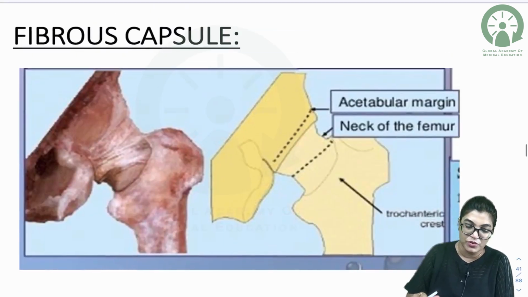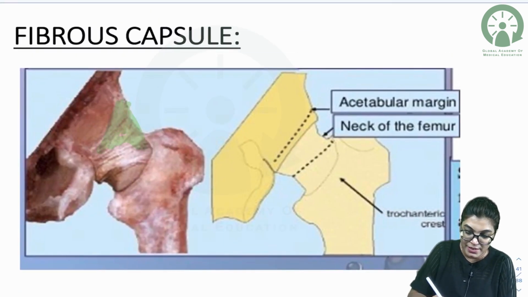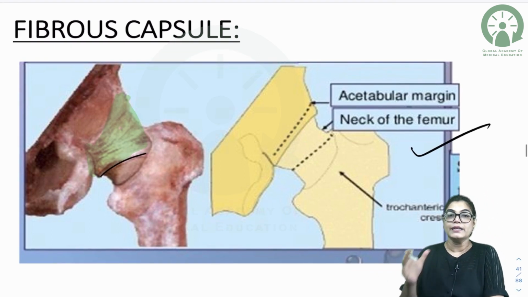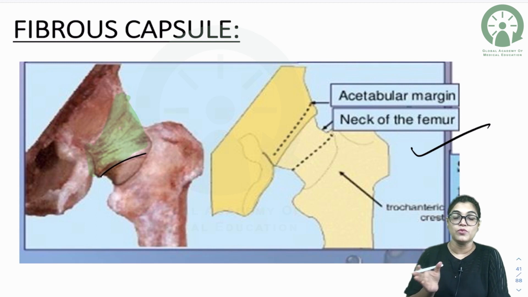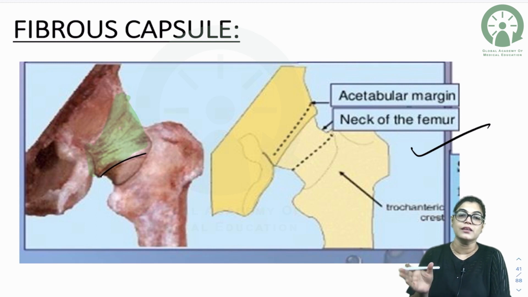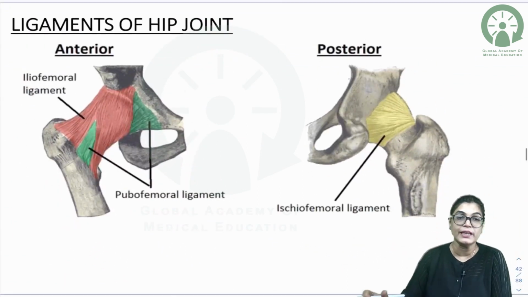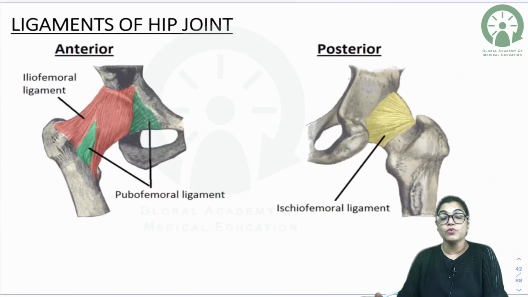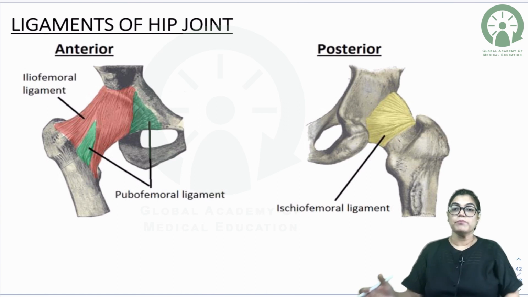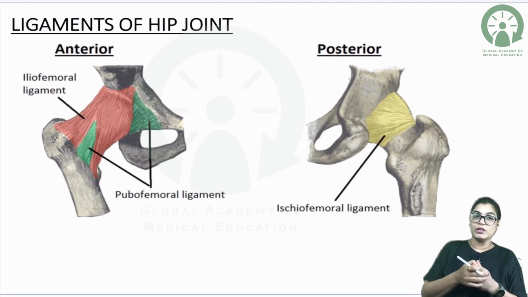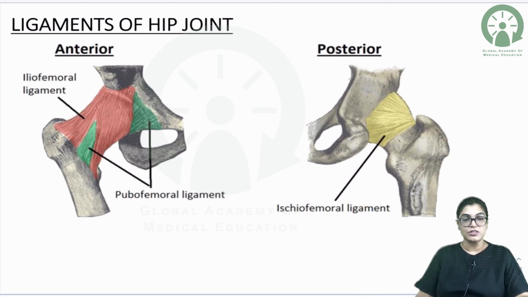This is the posterior view of attachment of fibrous capsule, where you can see the inferior margin of attachment of fibrous capsule is 1 centimeter above the intertrochanteric crest. Now, the 3 ligaments have been shown. Iliofemoral ligament, it's one of the strongest ligaments of the body, which prevents the body from falling backward because of the support of iliofemoral ligament when the person is standing erect.